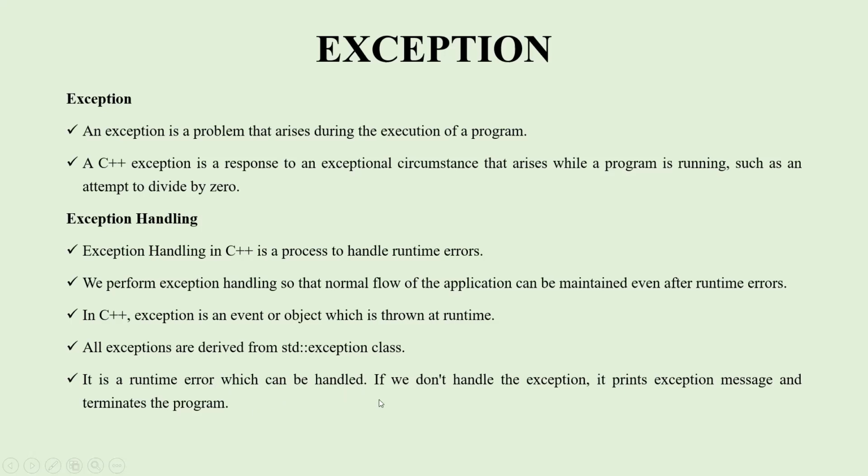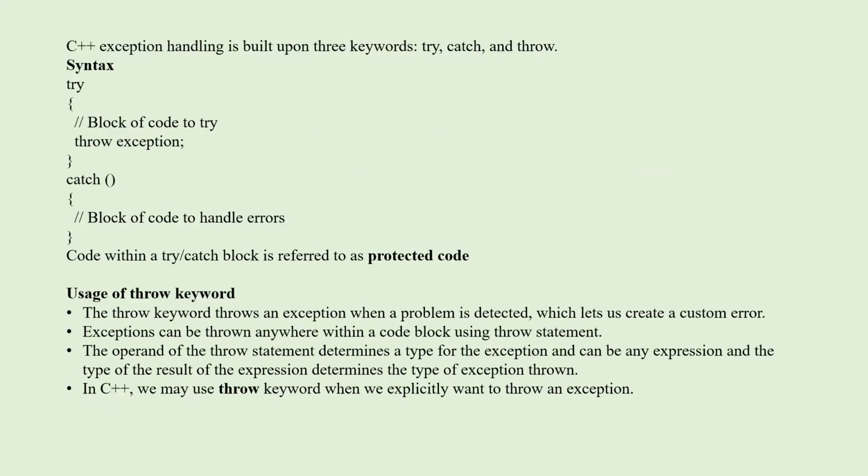Exception is a runtime error. If we don't handle the exception, it prints an exception message and terminates the program. If you don't want to terminate the program, and if the program has to execute fully, we have to handle the exception. In C++, exceptions can be handled with the try-catch block. So the syntax is try block of code and catch block of code to handle errors. Code within a try-catch block is referred to as protected code.